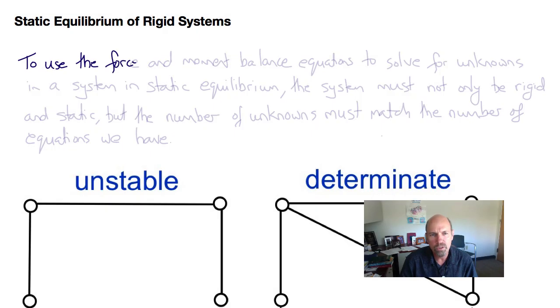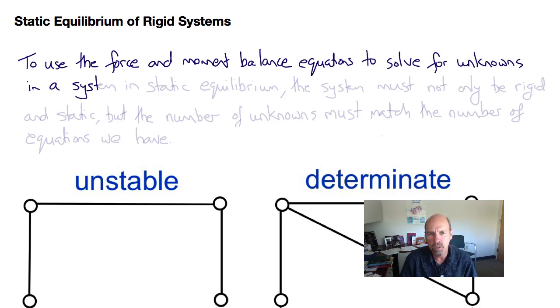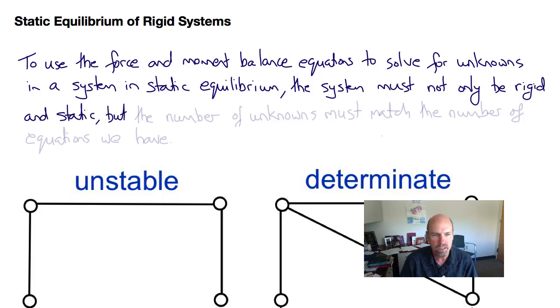In order for us to use the force and moment balance equations of statics to solve for the unknowns in a system in equilibrium, the system not only has to be rigid and static, but the number of unknowns that we're trying to find must match the number of equations that we have available from the force and moment balances.